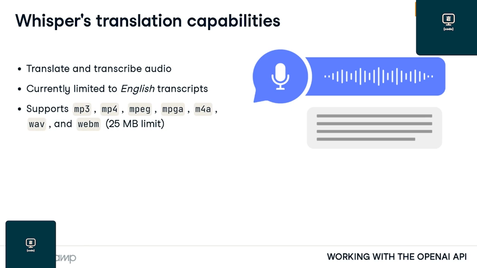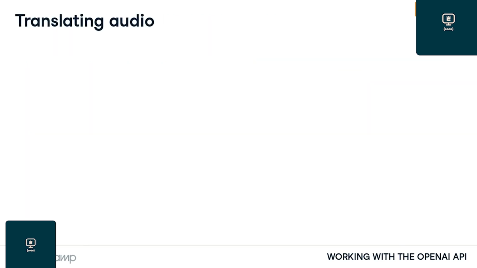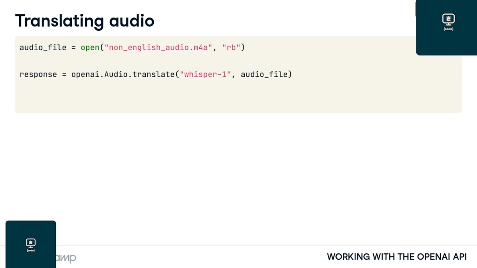The process for translating and transcribing audio in one step is almost identical to normal transcription, with just one change. We open the non-English audio to translate and transcribe, which in this case is an M4A file. This is where the change comes in. Instead of using the transcribe method, we use the translate method, again making the request to the audio endpoint. The translated transcription can be extracted from the text key of the response.